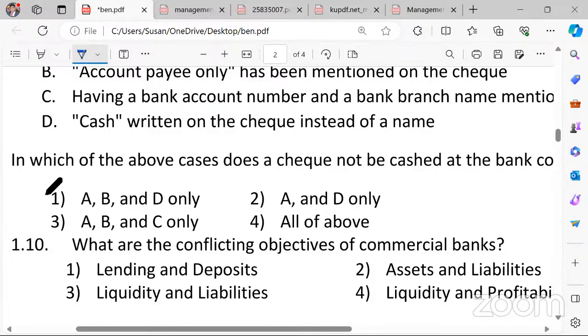If cash is written on the check, then only we can convert it into money. We can encash that at the bank counter. Which of the above cases is a check not cashed? Not cashed means we can't encash.